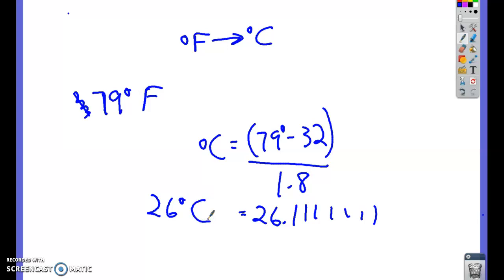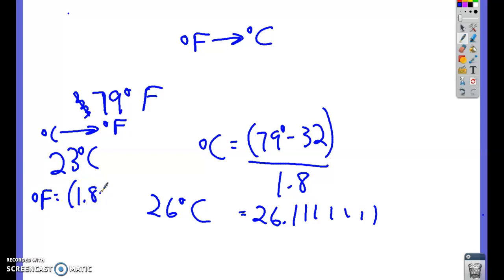Now, say, for example, you were reading the thermometer inside the room, and it said it's 23 degrees Celsius. And you thought, well, what is that? How can I change that to Fahrenheit, which is the temperature I'm more comfortable using, right? So we would say to go from degrees Celsius to degrees Fahrenheit, it says the degrees Fahrenheit is equal to 1.8 times the degrees Celsius, which in this case is 23 degrees Celsius, and this time you're going to add 32 to that answer.